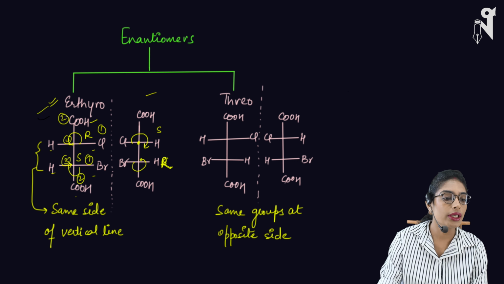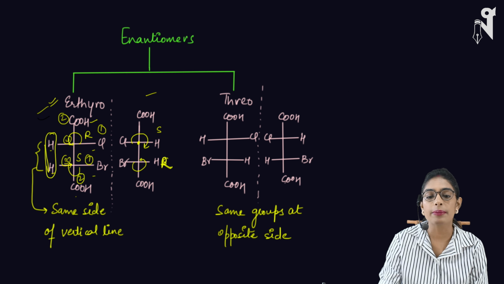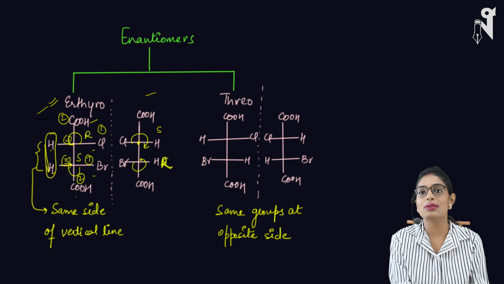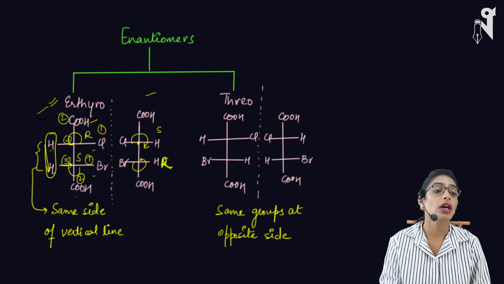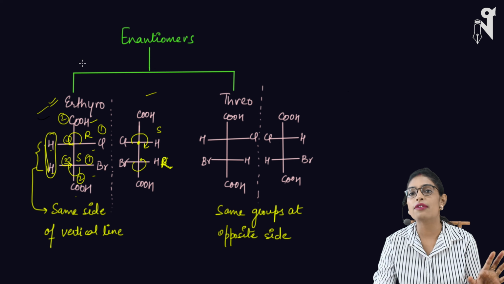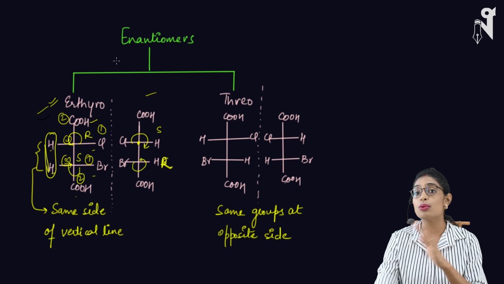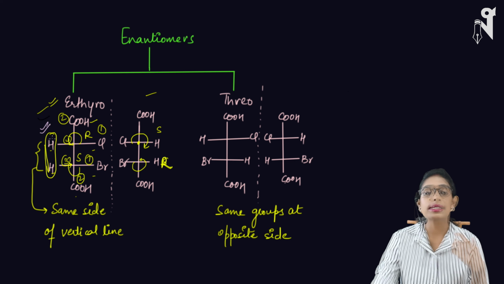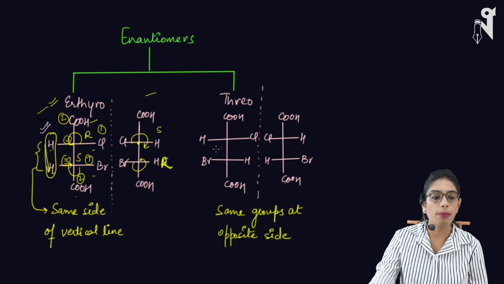Now just look at this molecule. You can see the two same groups, hydrogen and hydrogen, are on the same side. So any such enantiomers where the same group is on the same side of the vertical line, and they are optically active, are called erythro enantiomers. For enantiomers, the definition is that they should be optically active, so you have to check whether they're optically active or not. First of all, check whether they're enantiomers or not, and what type of enantiomers they are. For checking that, you have to see whether the same pair of groups is on the same side of the vertical line or not.